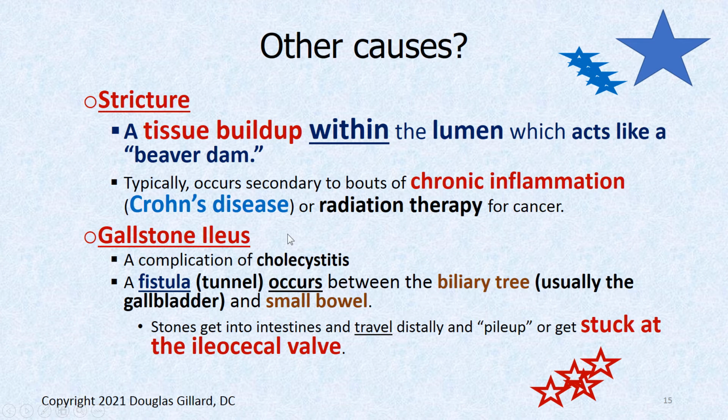Something called gallstone ileus is another interesting phenomenon, where the gallbladder touches a piece of the small bowel, and maybe they rub together and it starts causing an inflammation, and the inflammation gets so bad that a hole develops between the gallbladder and small bowel.